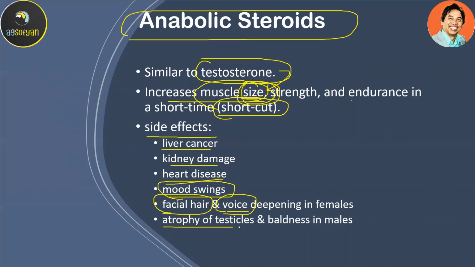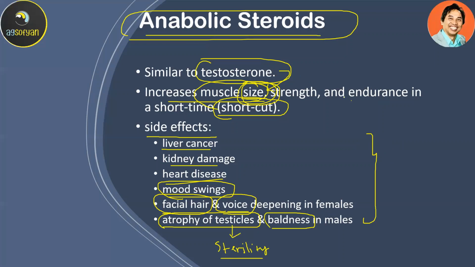And atrophy of testicle, because the testicle is the one used for making testosterone. If we take it from outside, then the testicle will be smaller and can sometimes cause sterility. So for male, okay, it's very important. Do not use anabolic steroid if it is not really necessary. And also increased baldness, because testosterone can also increase baldness. So some sport people sometimes use this anabolic steroid, and you can maybe see it from their characters. Okay.